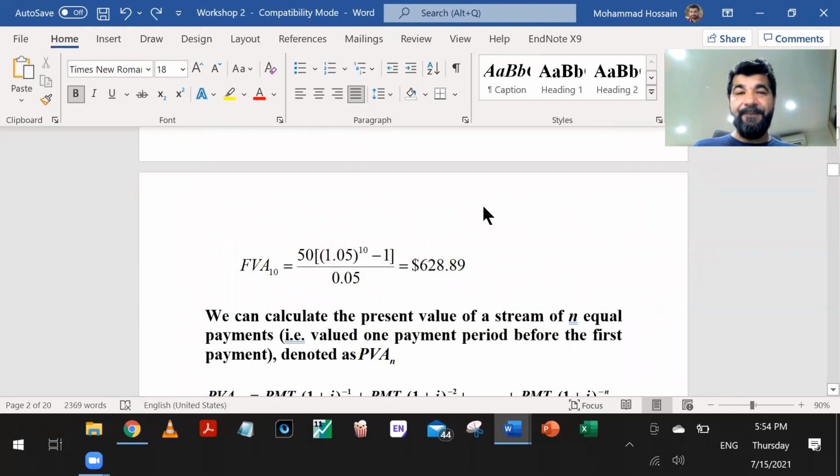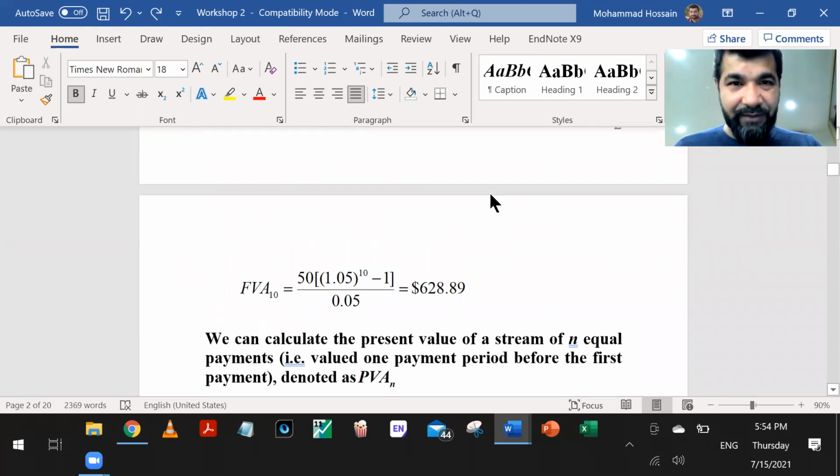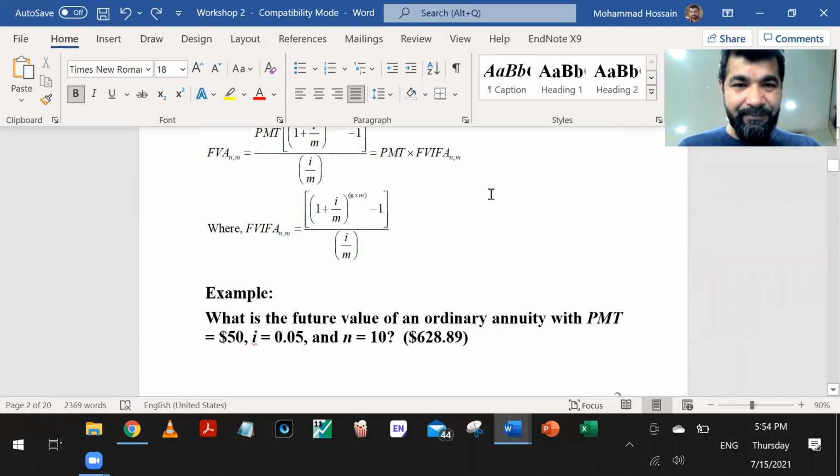I have a question, sir. Please. Can you roll up? Yeah, in this formula, is M the month? M is 12 if it is month. If it is year, M is equal to 1. If it says the interest rate is compounded annually, M is equal to 1.